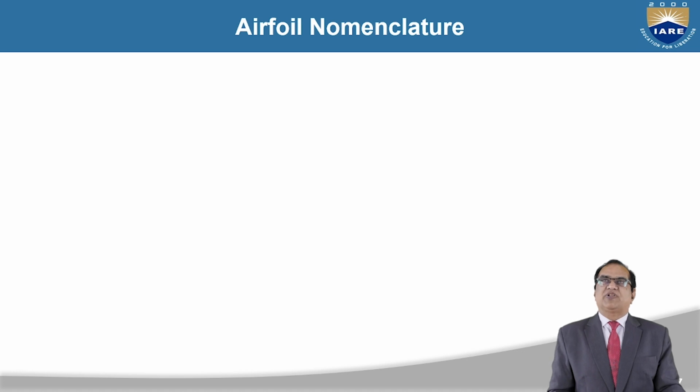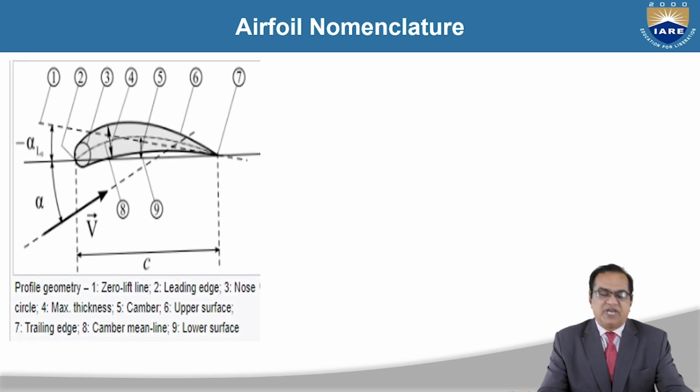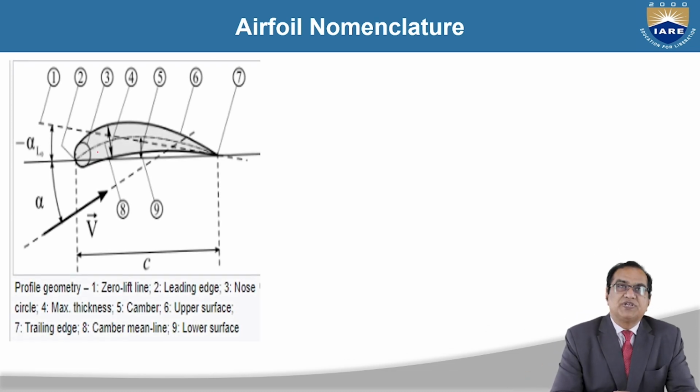Now I will discuss airfoil nomenclature, how the airfoils are made, how they are called, and how they are identified with their different parameters. So the first diagram is here. If you see here, we have alpha L naught.